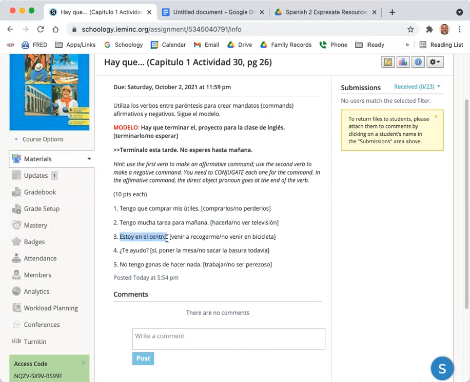Now, number three, you also got to be careful. Estoy en el centro. I'm downtown. And I want to say, come pick me up. But what's the command for venir? It's irregular. You're going to have to review. Go back to your book, go back to page 26 and look at that if you need to. The negative command is also irregular, and you're going to need to look that up too if you don't know it, but it's going to be different. So please look at things. You may need to take a few minutes to look up an answer.